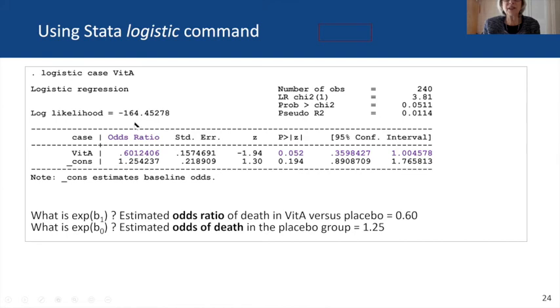So these odds, this column takes the coefficient and exponentiates it. The exponentiated B1 is the estimated odds ratio of death in vitamin A versus placebo. That's the value of 0.6 that we had calculated by hand. In addition, the exponentiated B0 is the estimated odds of death in the group coded 0 for vitamin A, the placebo group, and that value is 1.25. And if we look back at what we had calculated as the odds of death in the placebo group, it would be 1.25.